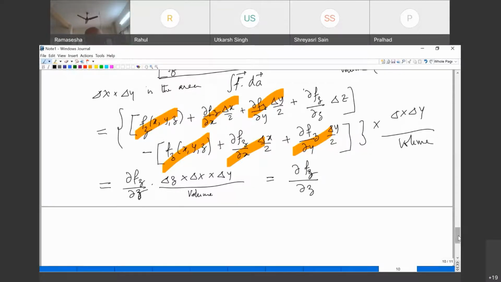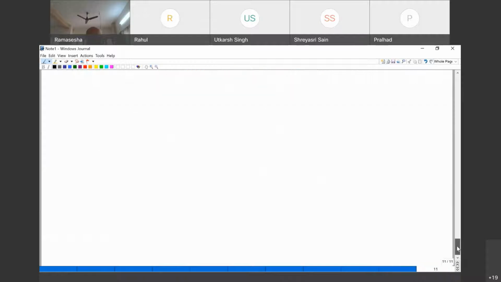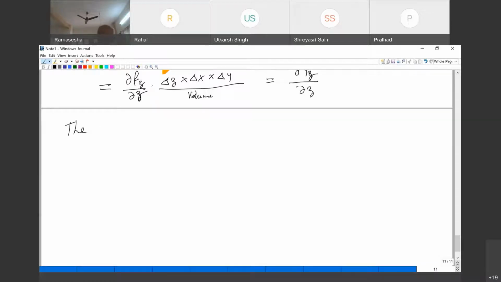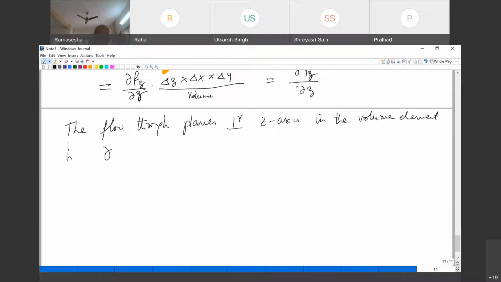So the flow through planes perpendicular to the z-axis in the volume element is the divergence of the flow, not the flow itself, it is actually the divergence of the flow, because I have divided by the volume. It is delta f_z by delta z.